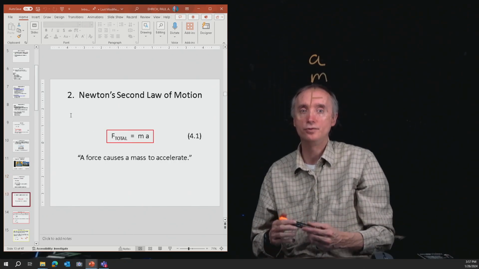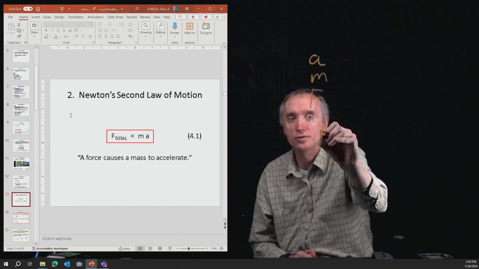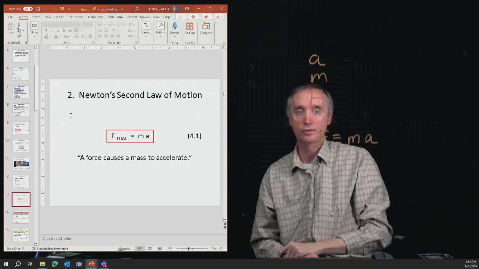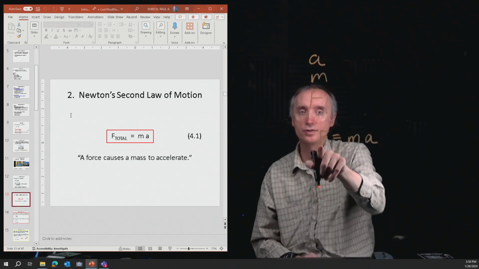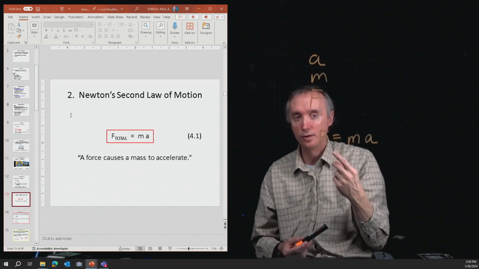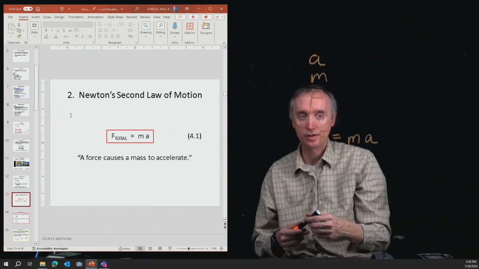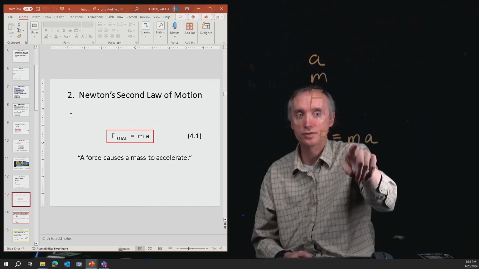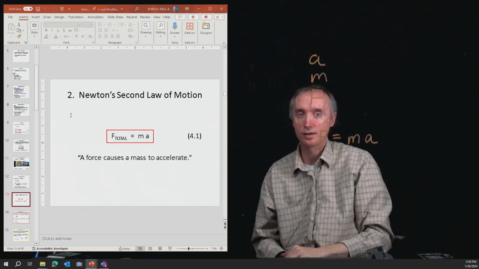So now we're ready for Newton's second law of motion. So we're going to say that a force causes a mass to accelerate. So that was his second law of motion. And notice it says the word total. So what that means is if you've got more than one force acting on a system, add the forces together. So the total force acting on a system is what's going to cause that mass of that system to accelerate.